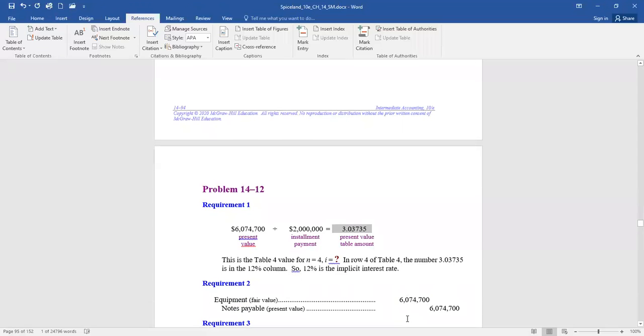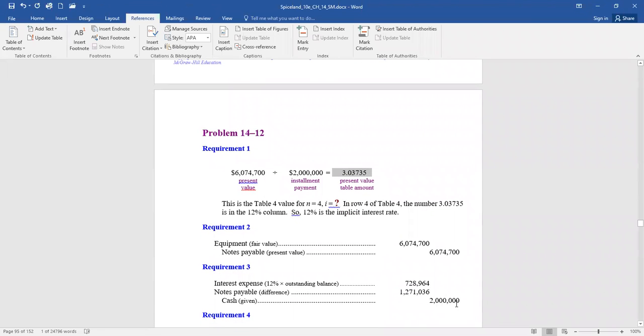Now the day they buy the equipment, they'll debit equipment for $6,074,700 and credit the notes payable for its fair value. Or its present value, I'm sorry, its present value. Each time there is an interest payment and a $2 million payment. Remember, they're not just paying for the equipment, but also interest. So we've got to figure out how much of that $2 million payment is interest. And that's the first thing you calculate.